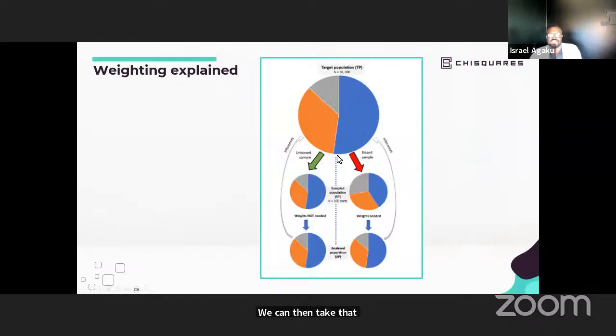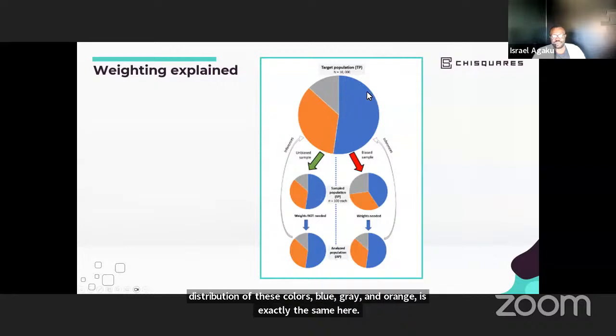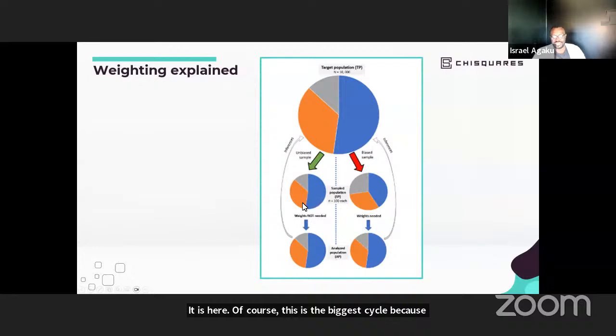All right. So again, with weights, this is our population here. This is to explain the same thing we explained in the previous slides. Here, we've taken a sample from this parent population. Now you can see that the distribution of these colors, blue, gray, and orange, is exactly the same here as it is here. Of course, this is a bigger circle because it's the parent, and this is smaller because it is a sample. But apart from the size, you can see that these two are exactly the same.